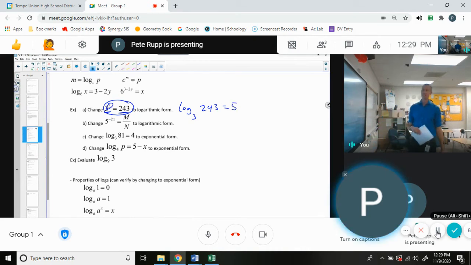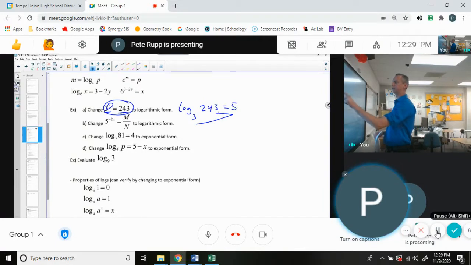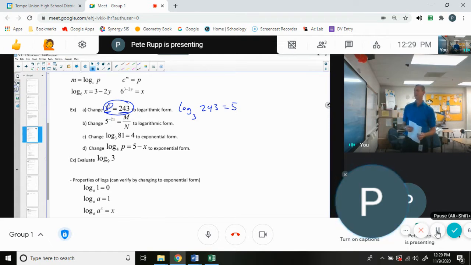And for me, I always double check just to make sure I got it right. This way is easier. 3 to the 5th equals 243. Okay, so it's much easier to think about it that way. Go ahead and try the next one. So hit pause real quick. Try the next one and see if you can convert it to logarithmic form.